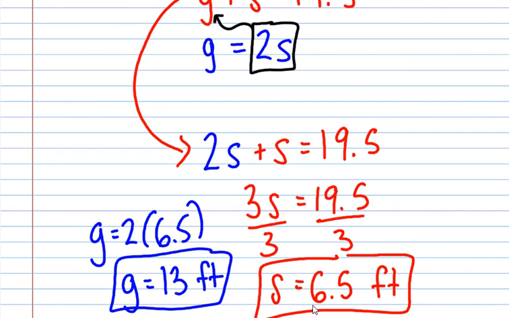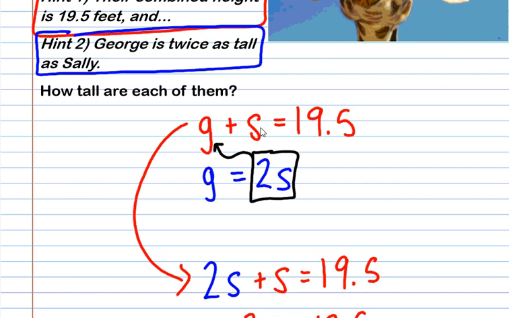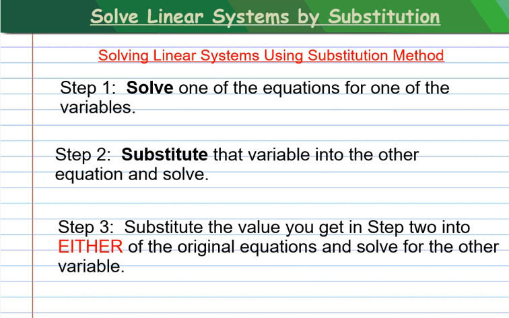Once I figured out how tall Sally was, 6.5, I could put 6.5 in for the red S or the blue S and figure out how tall George was. There's the steps. If we need to pause the video so that everyone can write down the steps in their note packet, feel free to do so. Otherwise, I'm going to assume that we're good and we'll do a few more examples.